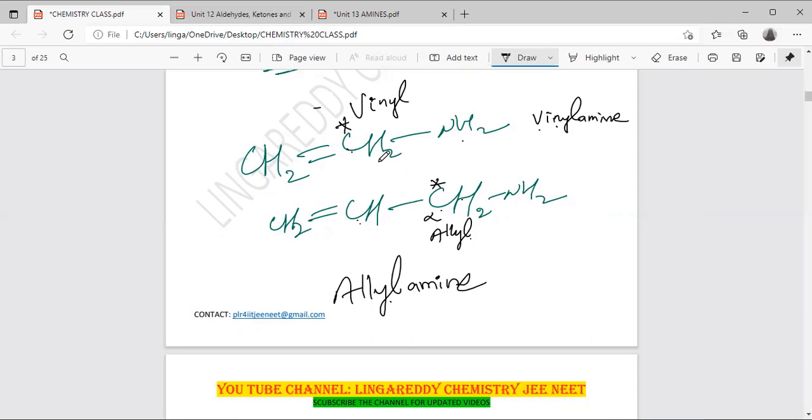Yes, sir. Suppose here OH is there. Vinyl alcohol. If chlorine is there, vinyl chloride. That means vinyl means this carbon. If chlorine is there, chloride; OH, alcohol; NH2, amine. Similarly here, if OH is there, allyl alcohol. If chlorine is there, allyl chloride. Like this. Yes, sir.